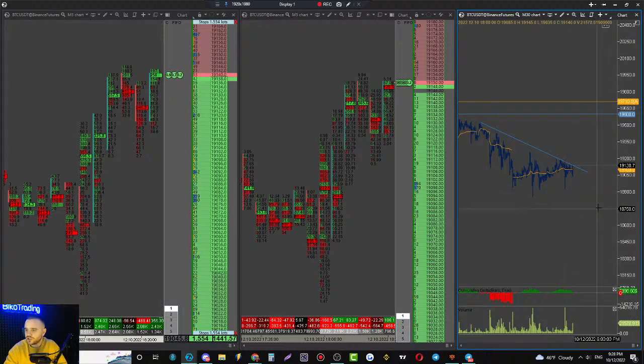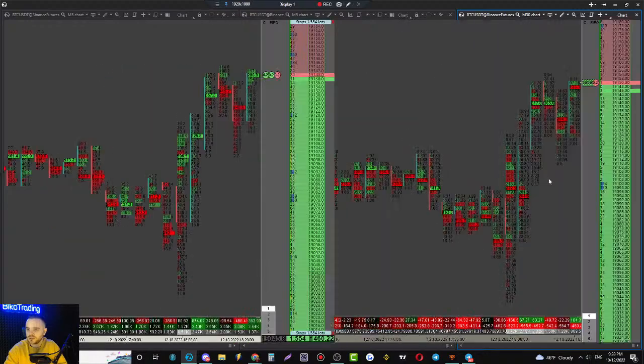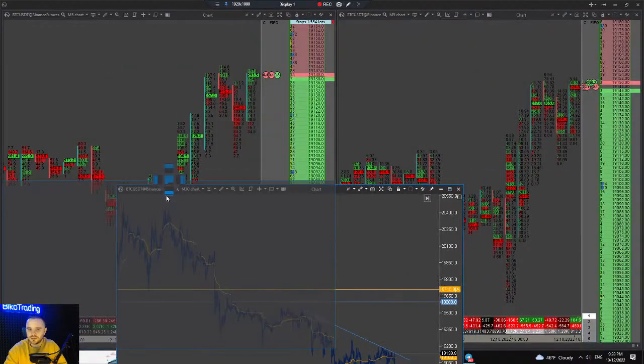How to add a chart on the right section? What do you do? You can move the chart. Have a look. You move the chart.